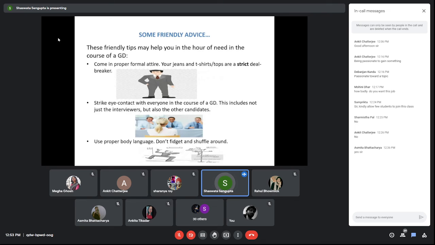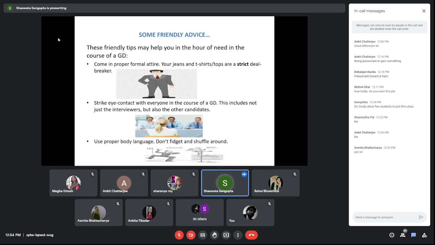Now, these are some common tips. I think you're familiar with most of these tips. Whenever you appear for a GD or a job interview, you should come dressed in proper attire. You should not come casually dressed in jeans and top or jeans and t-shirt. You should come properly dressed for the occasion. The second point is what I discussed with you a little while ago, that you should try to strike eye contact with everyone in the course of a GD. You should make eye contact with all the team.